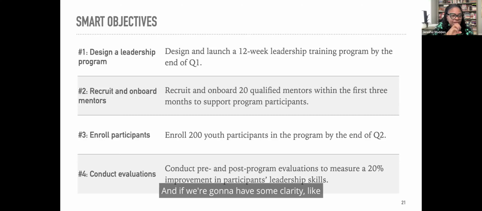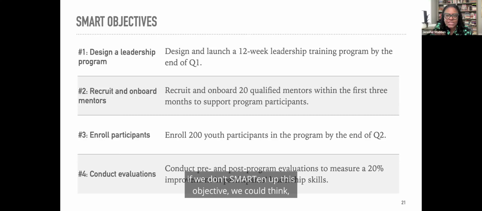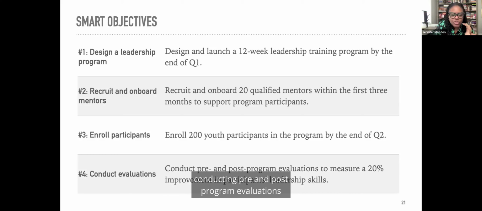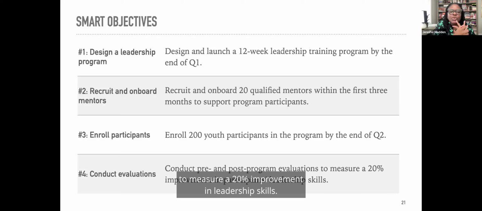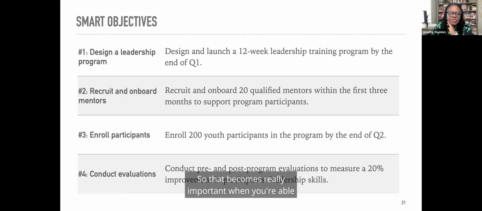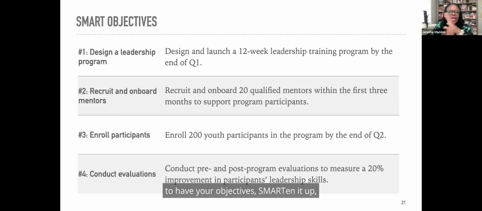If we don't smarten up this objective, we could think, oh yeah, we'll just do evaluations at the end. But a clear component of it is the pre-evaluation so that you can determine what has happened during the program. So smartening it up: conduct pre- and post-program evaluations to measure a 20% improvement in leadership skills. That becomes important, and now you know the work that needs to happen. So it becomes really important when you're able to smarten up your objectives, because it gives you much greater clarity.